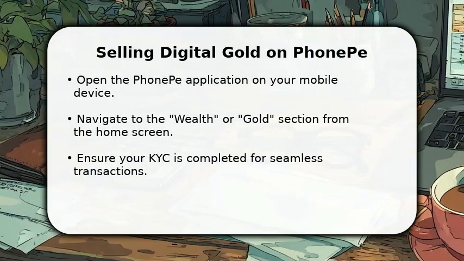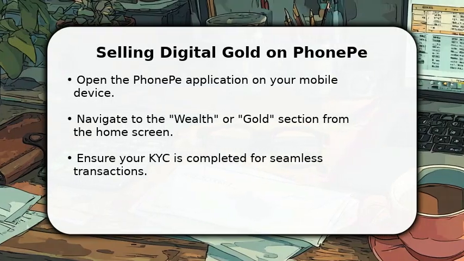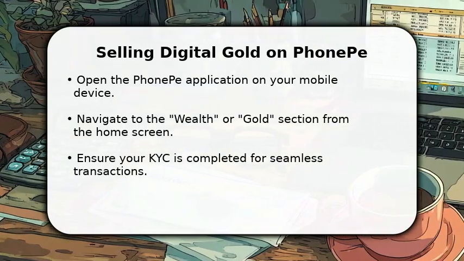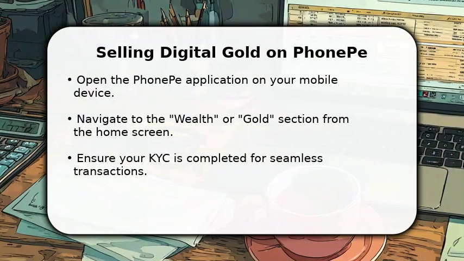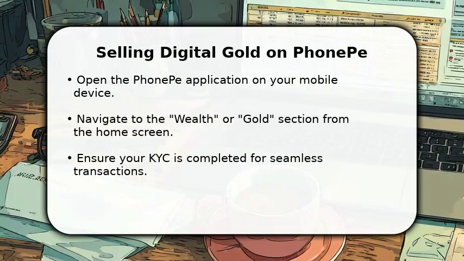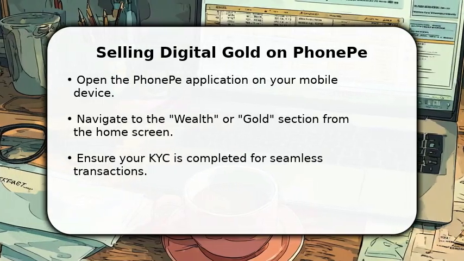In this video, I will explain how to sell digital gold in PhonePe. First, open your PhonePe application and locate the wealth or gold icon, usually found on the bottom navigation bar. Tapping this will take you to the digital gold section.